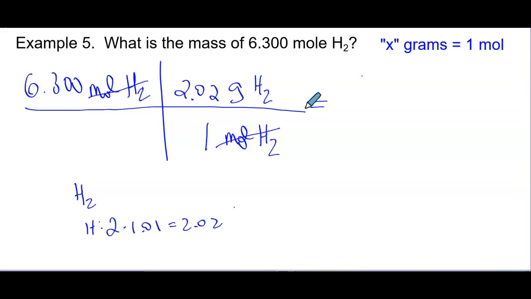So I'm going to type in 6.300, and then I'm going to multiply times 2.02 and multiply numbers across the top. Of course, I'm not going to divide by 1 because I don't need to do that. Oops, something happened on my calculator. Let me try that again.